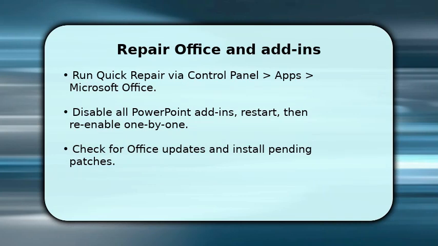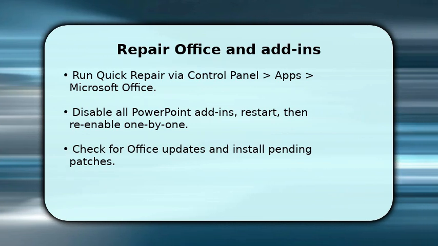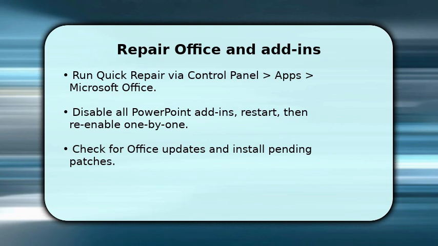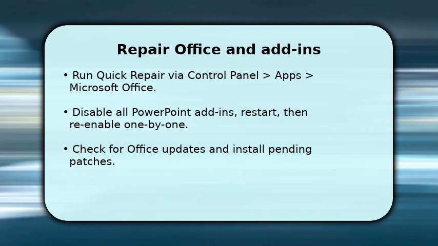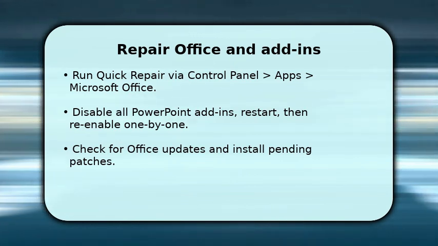You repair the app when file location is fine. Open app settings and run quick repair. If that doesn't fix it, run online repair for a deeper restore. Next, disable add-ins because a faulty extension often blocks saving. Restart PowerPoint and enable add-ins one at a time to find the culprit. Also make sure Office updates are installed, since patches fix save bugs. By sequentially repairing, disabling, and updating, you eliminate software-caused save errors.